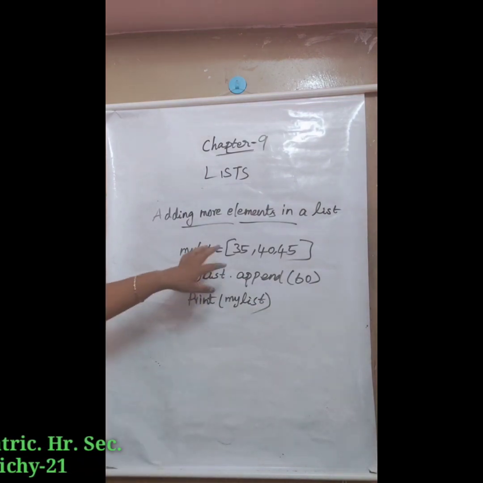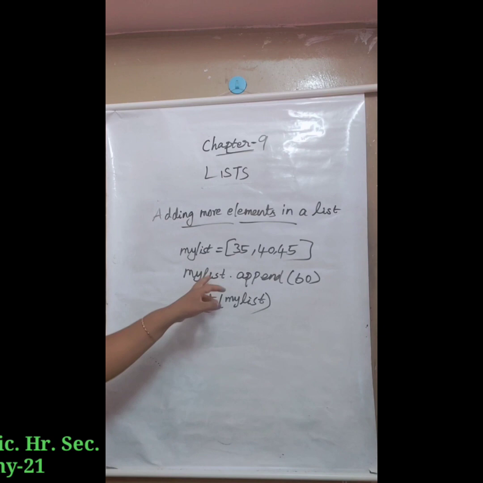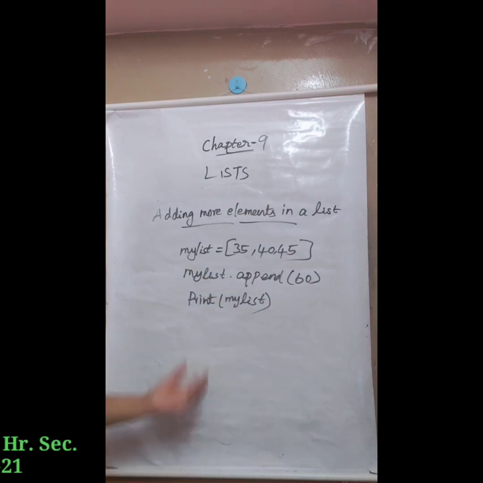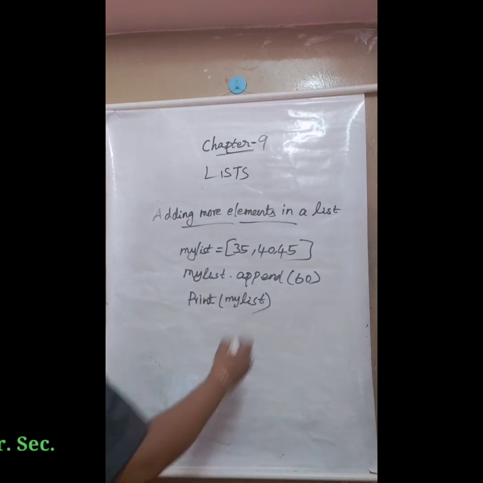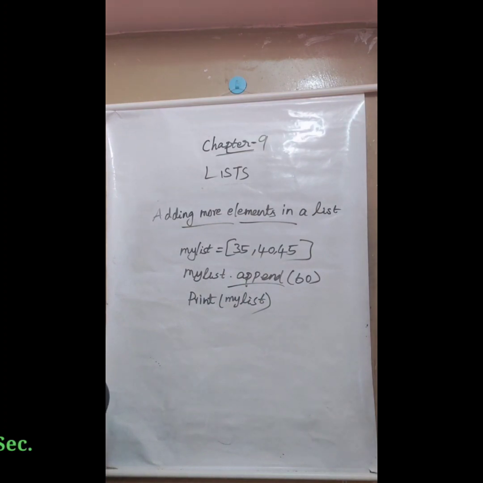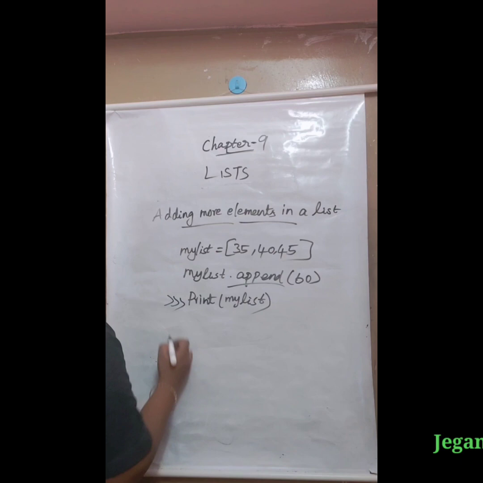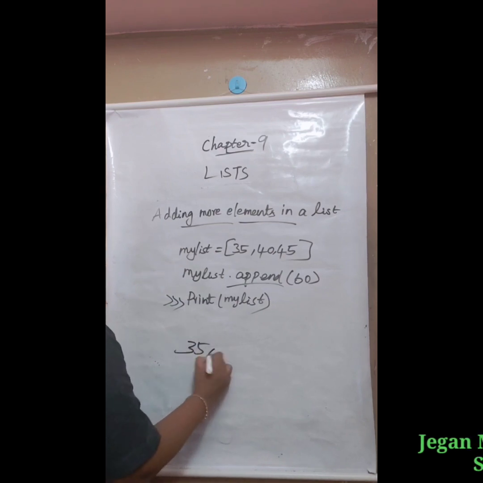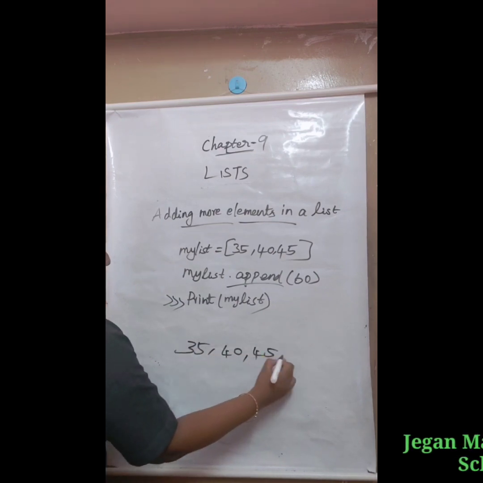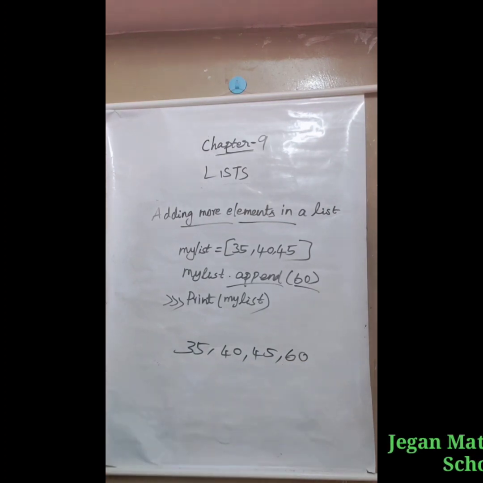So mylist value 35, 40, 45, mylist dot append 60. So print mylist. So here append, already we know that this function is used to add a single element. So when we print this statement, it produces the output 35, 40, 45, and at last we add the value 60. This is the example to add a single element.